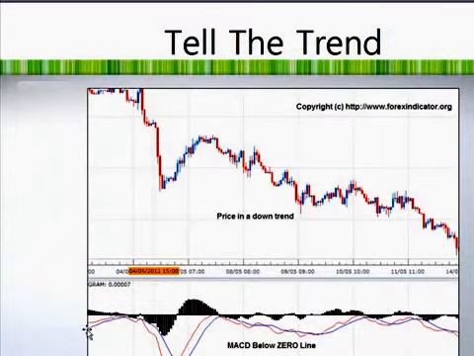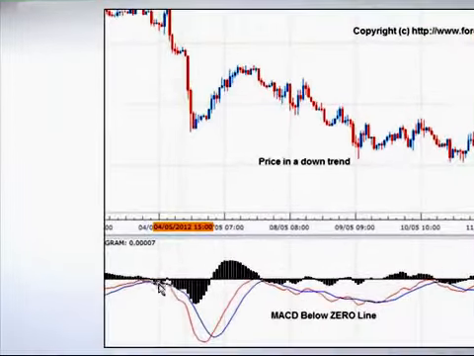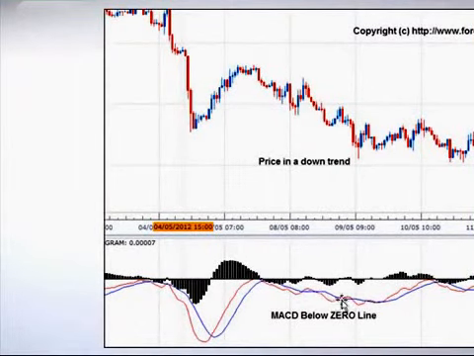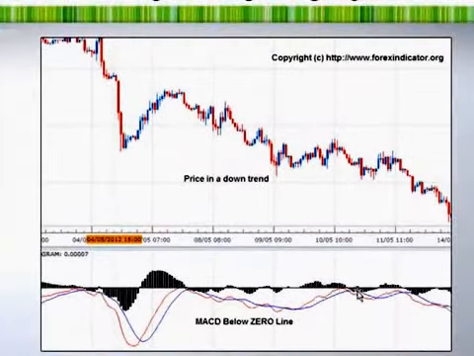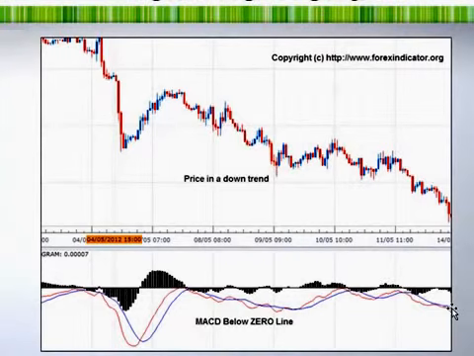You can see the MACD two lines are always below the zero line. Can you see that? It's always below the zero line. And the longer it stays below the zero line, the stronger the trend is. If it's below the zero line all the way, it's telling you that now you're in a strong downtrend.